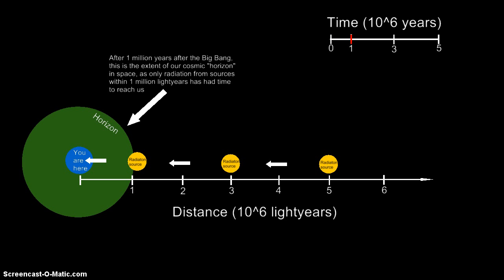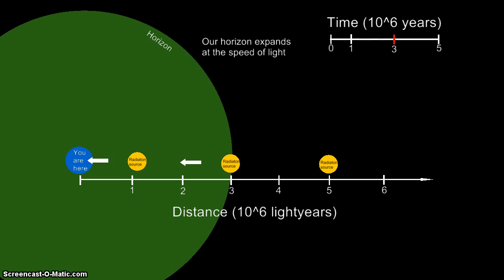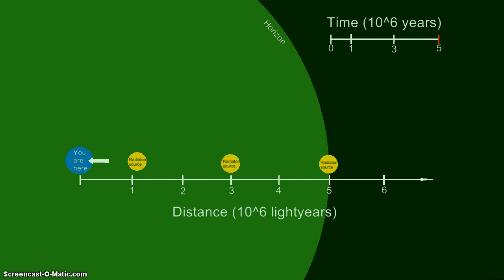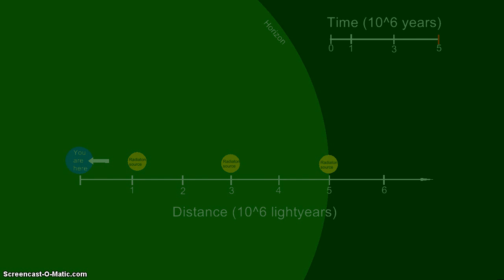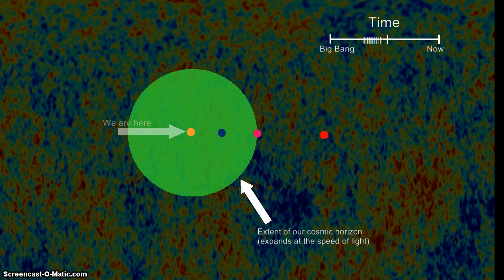The size of the observer's horizon will increase with time at the speed of light. After 3 million years have passed, the radius of the horizon will be 3 million light years, because light has had 3 million years to get to the observer. And after 5 million years, the radius of the horizon will be 5 million light years. Now, of course, because the universe is expanding, these radiation sources would be moving away from the observer. This second diagram shows this effect.